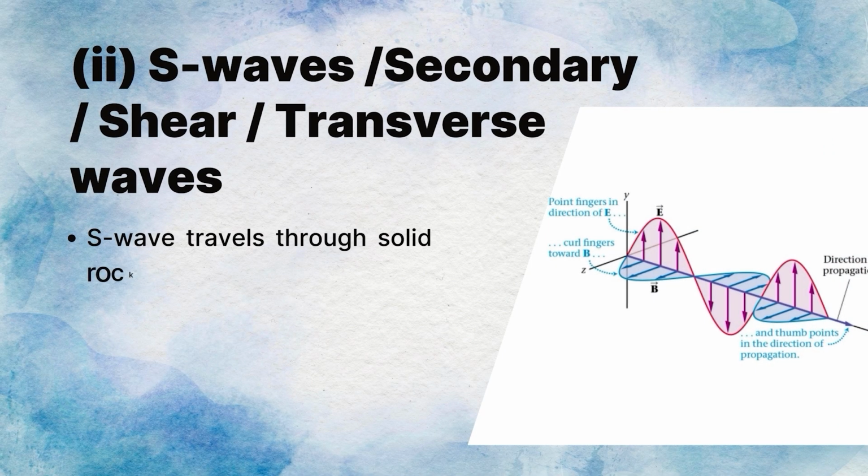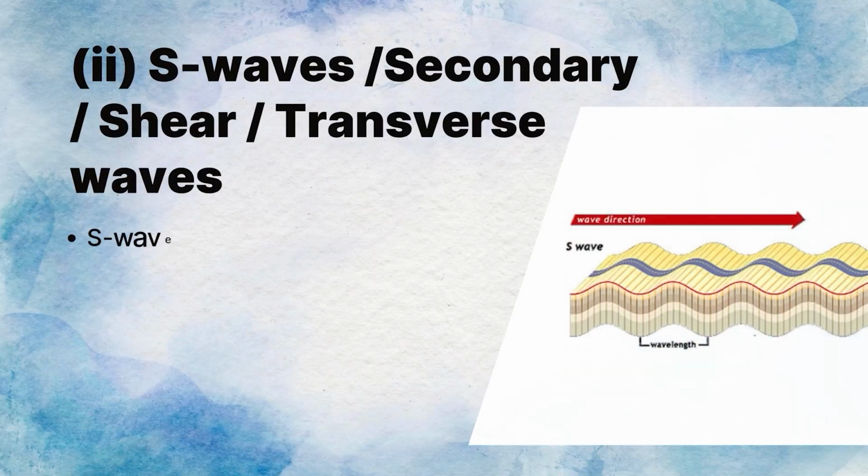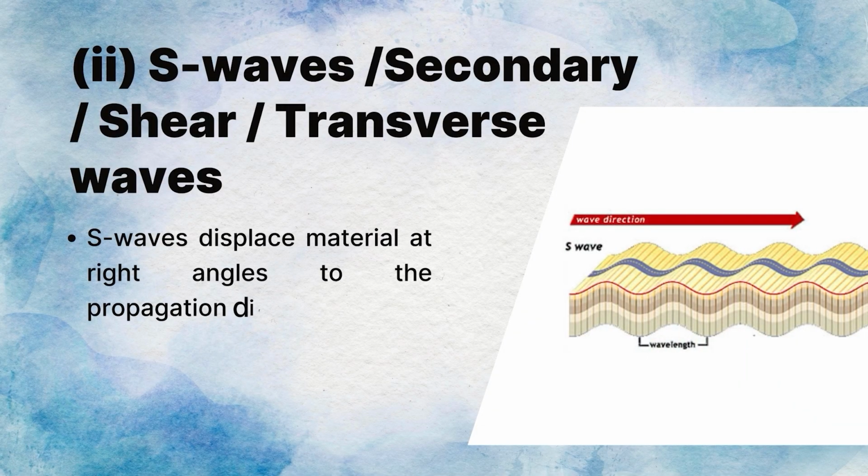Now, what about the S waves, secondary waves, shear waves or transverse waves? They travel through solid rocks almost half the P wave velocity. Their velocity is just half the velocity of the P waves. So, they are slower than the P waves. S waves displace material at right angles to the propagation direction.